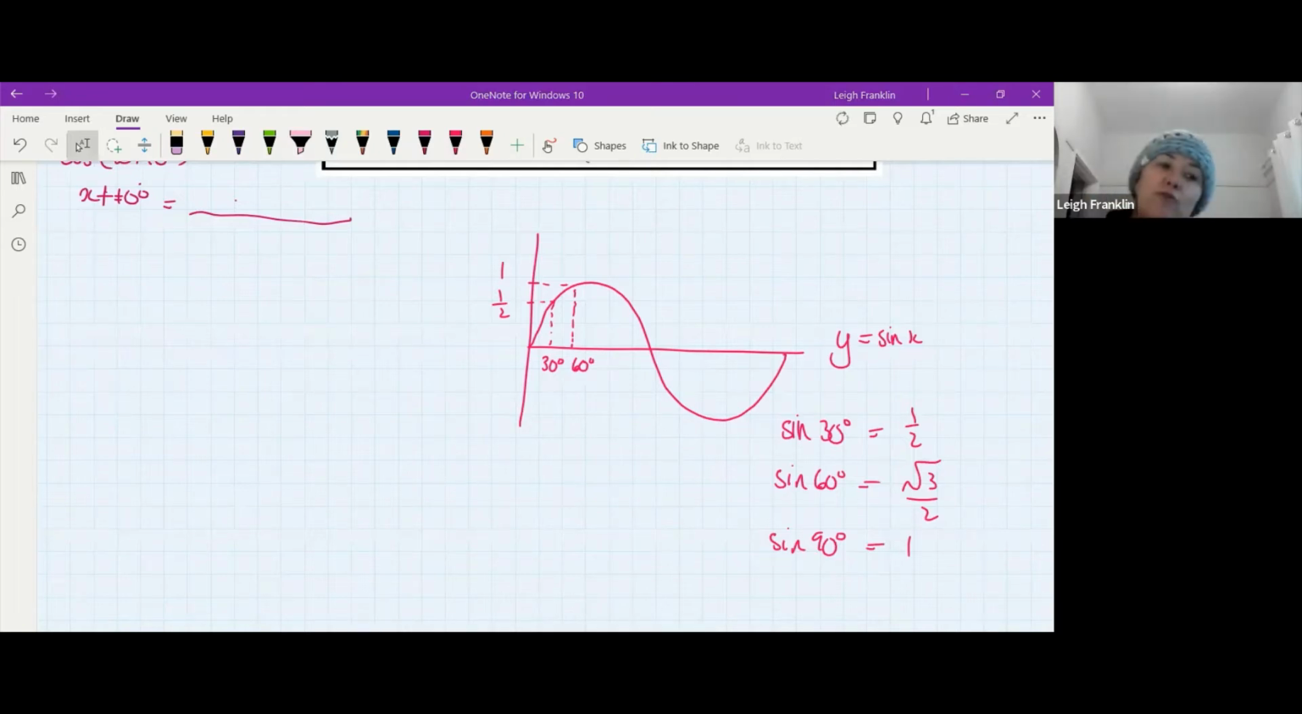So you divide by 3 at the end, when you've got your general solutions. Okay. All right.